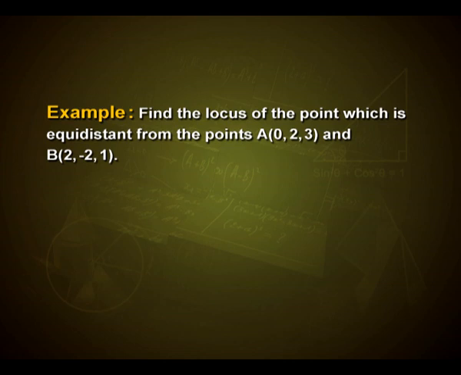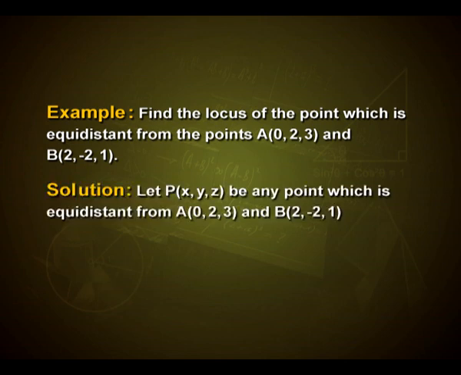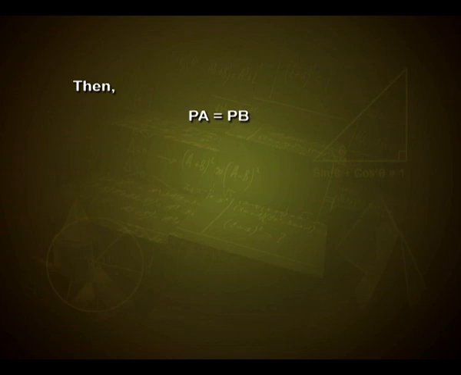One more example here. Find the locus of a point which is equidistant from the points A (0, 2, 3) and B (2, -2, 1). Let P (x, y, z) be any point which is equidistant from A (0, 2, 3) and B (2, -2, 1). Then PA = PB can be expressed as PA² = PB², that is by squaring on both the sides.